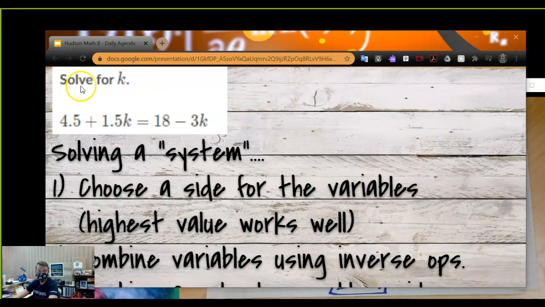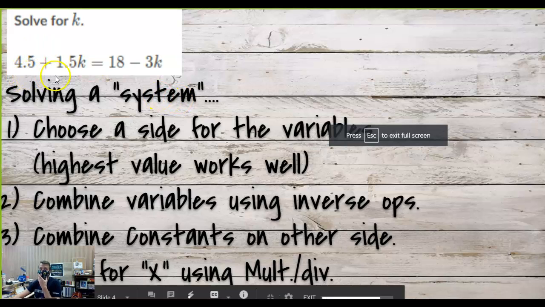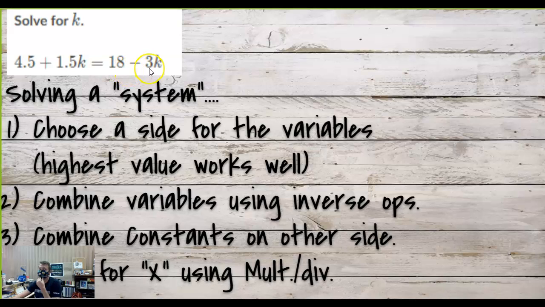Try this one. All right, it's positive. I had to double check that it was positive because I could not see it on my screen. Positive 4.5 plus positive 1.5k equals 18 and negative 3k. Now, notice how I said 18 and negative 3k.